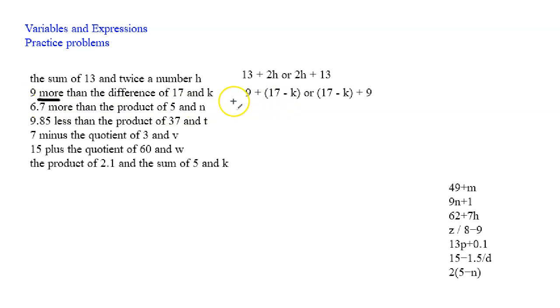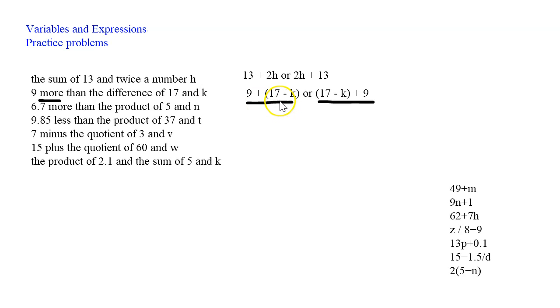Okay, now if you notice, I wrote down two versions here. I have 9 plus 17 minus k, or 17 minus k plus 9. Because of the unique nature of addition, we can have two different ways we can write it. We can write it one way or the other way, and switch up the order of the two. Notice how even though I switched up the order, I did not switch the order of the 17 minus k. Let's take a look at the next one.